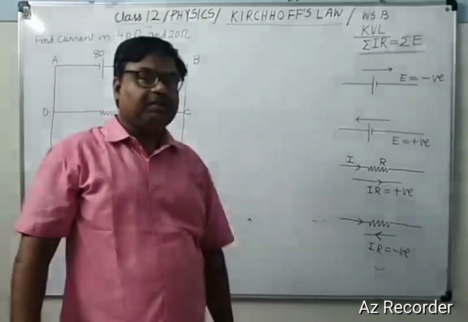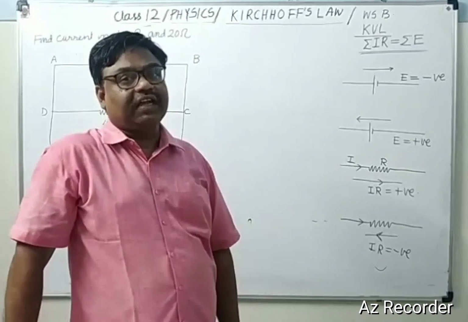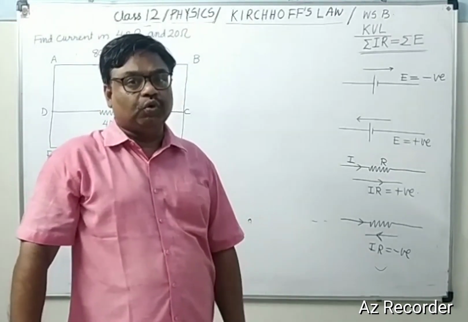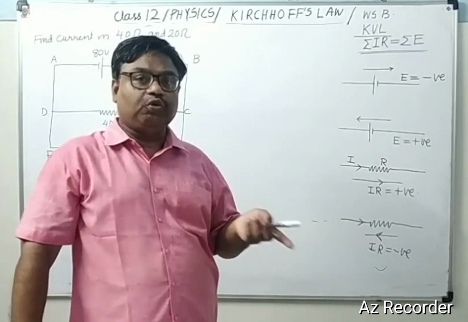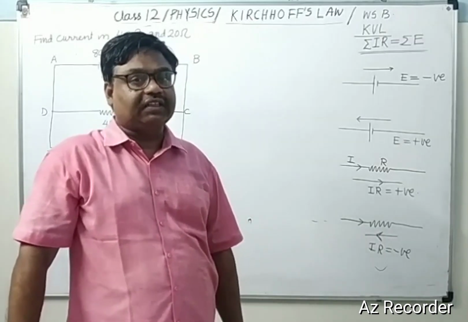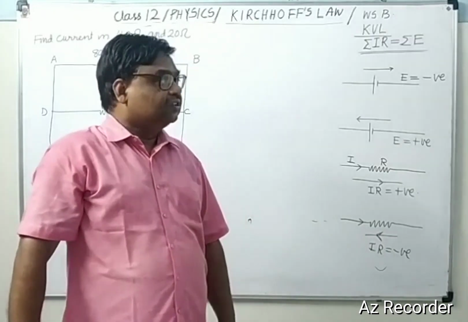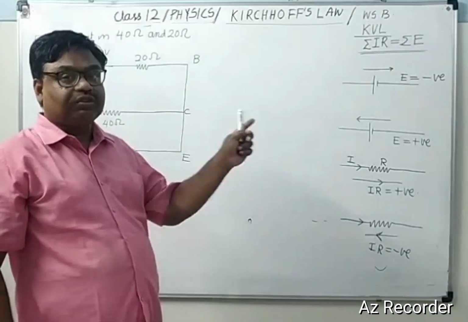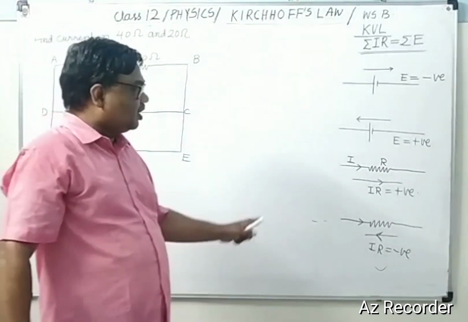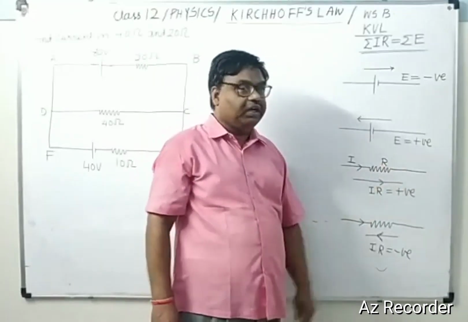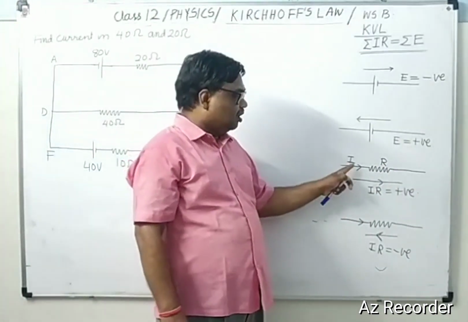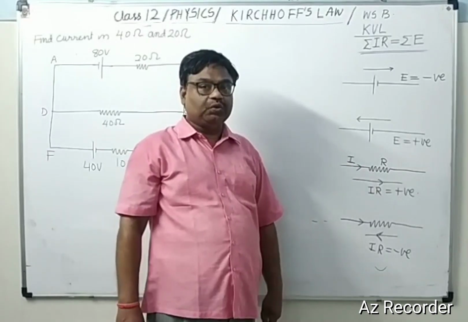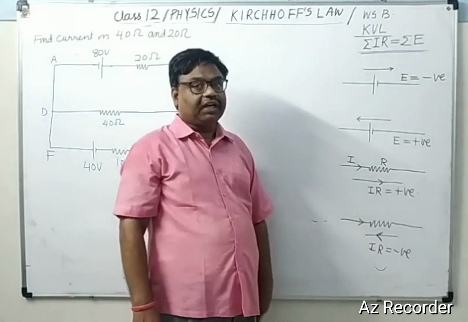So we will select some direction of traversing in that loop. That direction is arbitrary, totally up to you. You may select clockwise or anti-clockwise, any direction you can select. If the direction in which you are traveling is in the direction of current through any resistor, then the I into R across that resistor will be taken positive. Otherwise it will be taken negative.